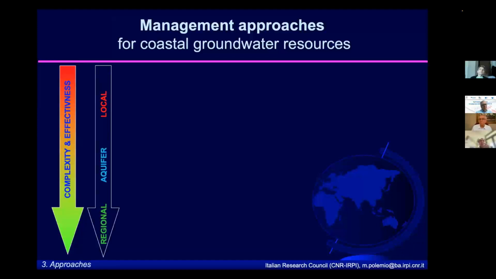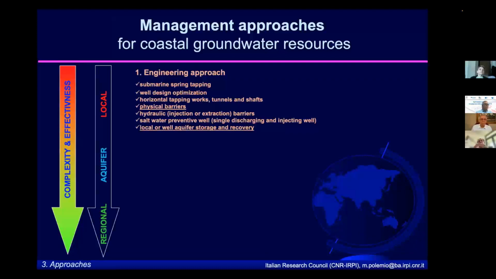The simplest approach is local. The main purpose is to obtain the largest amount of water, the highest yield, with a lower salinity. We call this set of approaches the engineering approach because generally our works are realized in a very narrow area to tap water.